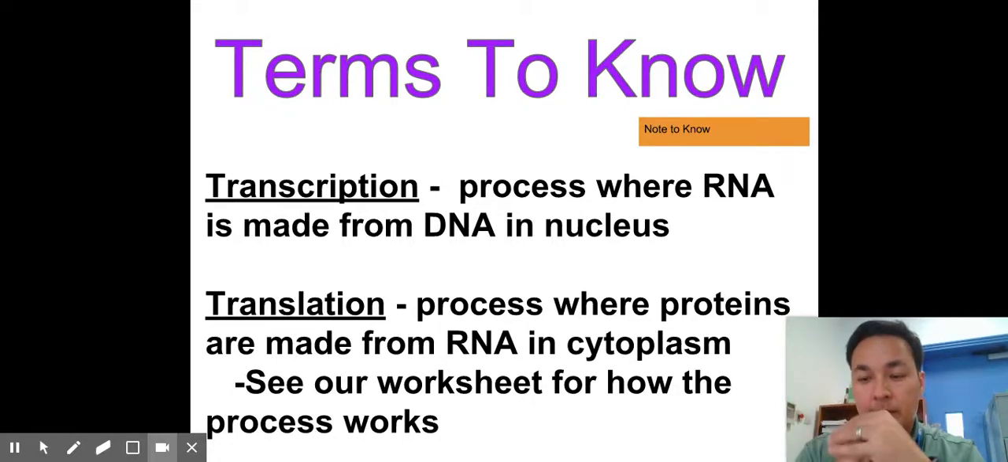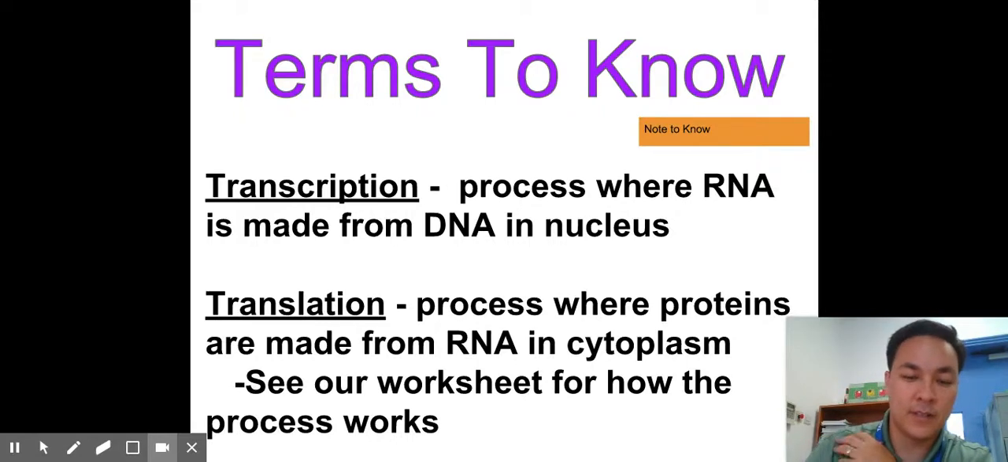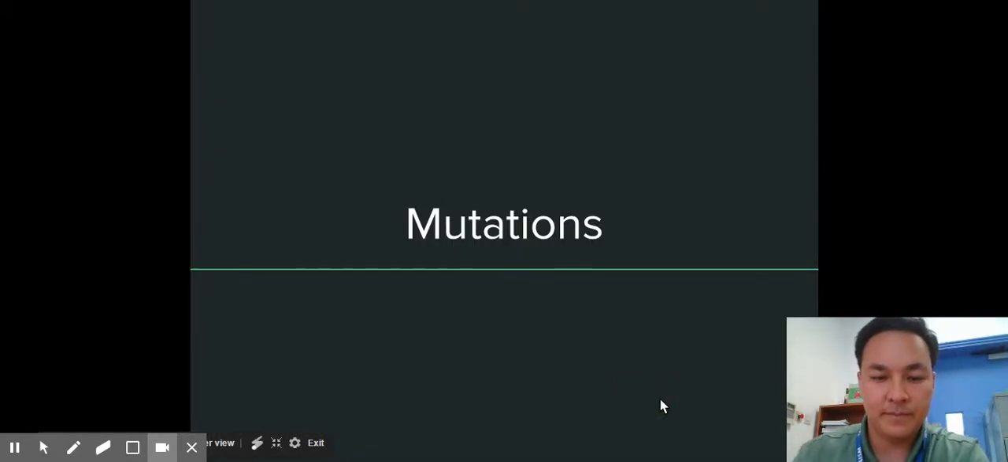Now, I don't have it in this video, but given DNA, you should be able to make RNA and you should be able to make proteins. Most students will ace that part of the test. So just look over the worksheet we did with that.